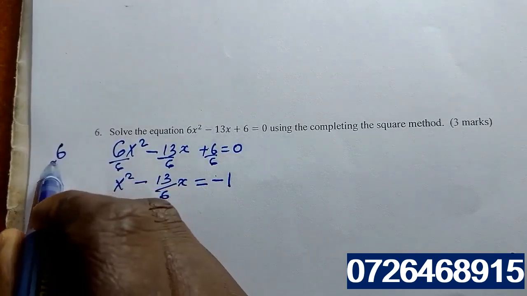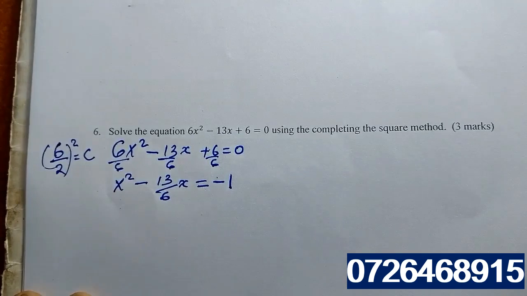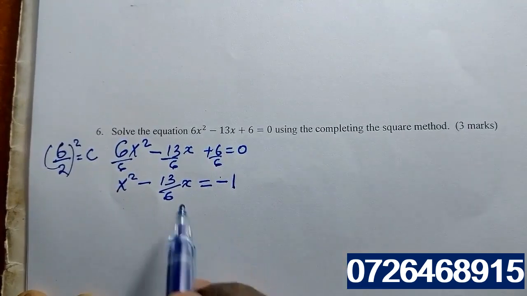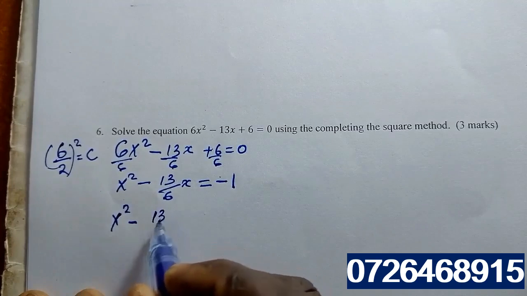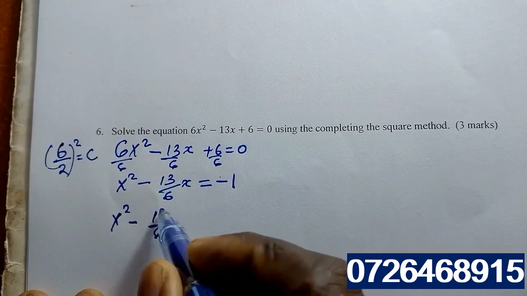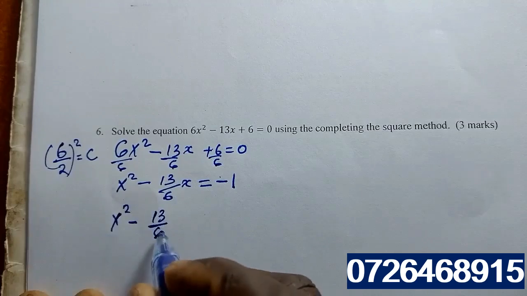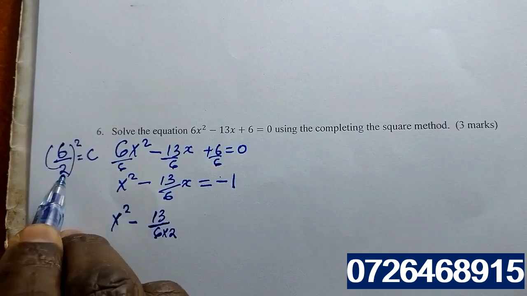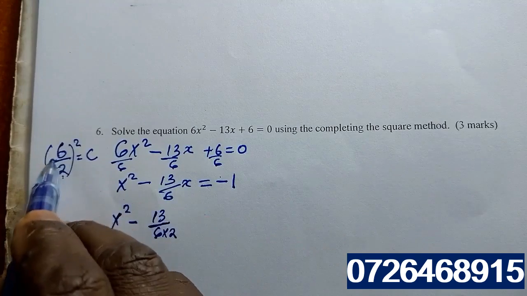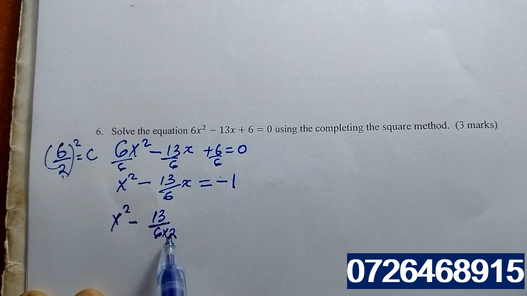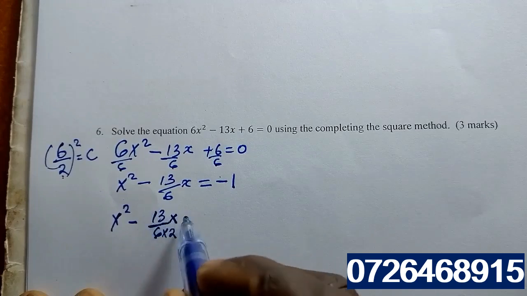The second thing, you remember this concept that (b over 2) square equal to c. You remember that? You should remember that. So that's what you are going to use here. So x square minus 13 over 6 x. This 13 over 6 ni b, lakini b iko over 2, na hiyo over 2 tunapiga hapa times 2. So what we have here, we are going to add in both sides.